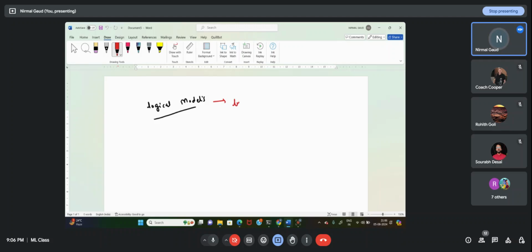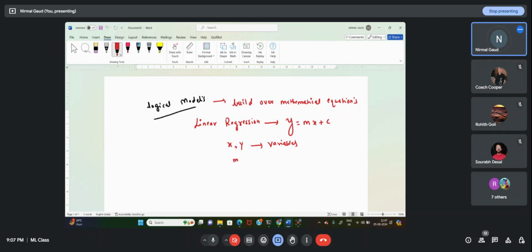The models are built over mathematical formulas, mathematical equations. For example, if I name one model, one algorithm, linear regression, I will let you know what it is. This follows the equation y equal to mx plus c. You know that this is the equation of a line, where x and y are the variables, and m and c are the slope and intercept.